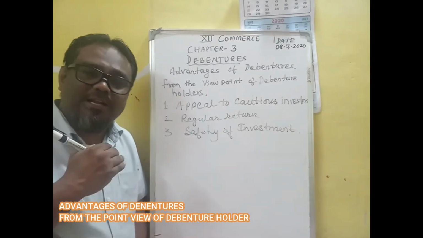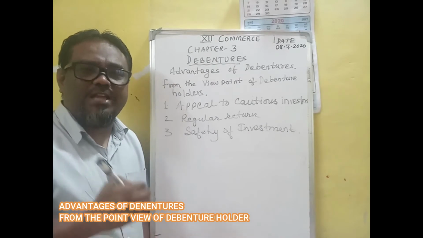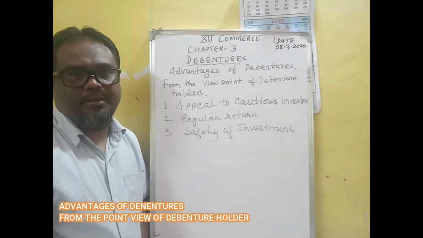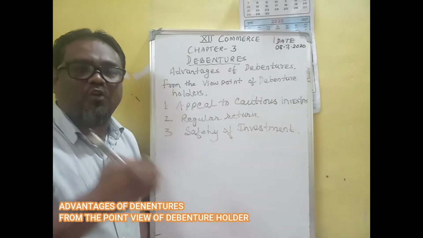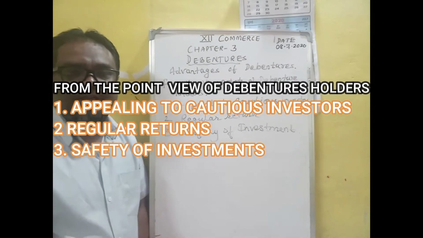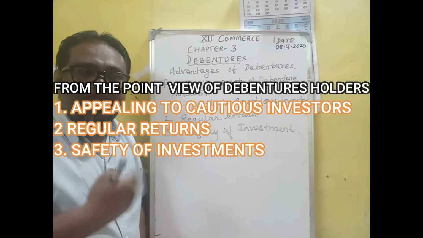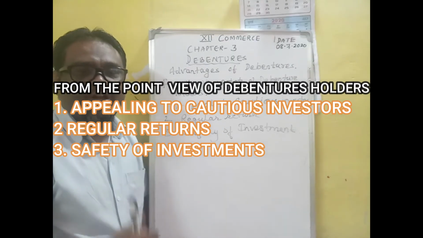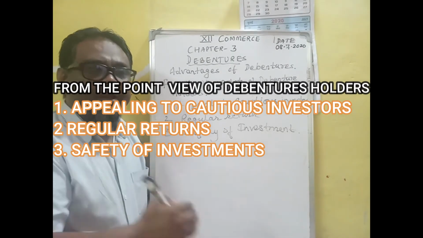So as we know, debenture is an acknowledgement of debt. It is a long-term borrowing, so it's a long-term source of finance. It is a long-term borrowing from the debenture holders. So the company has to pay debenture holders a fixed rate of interest.